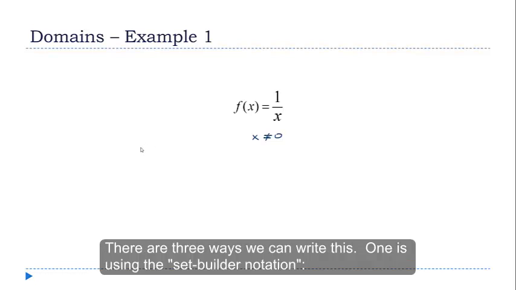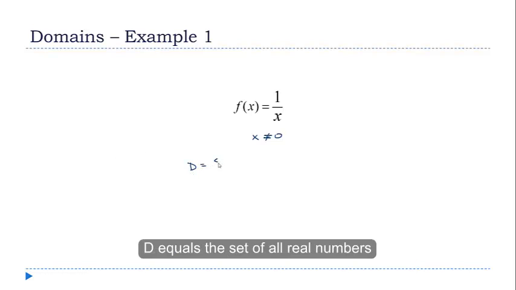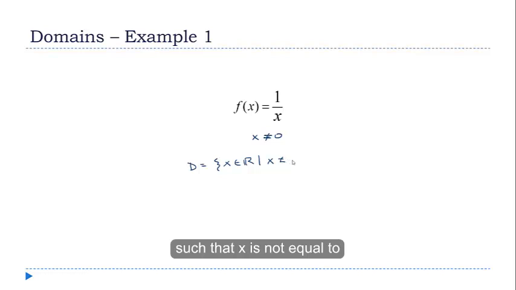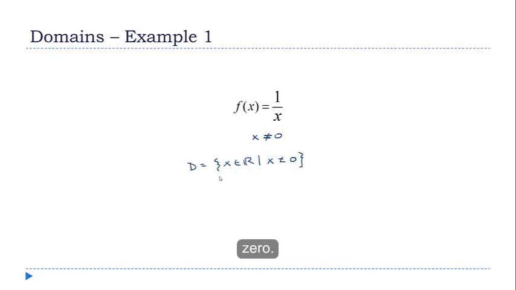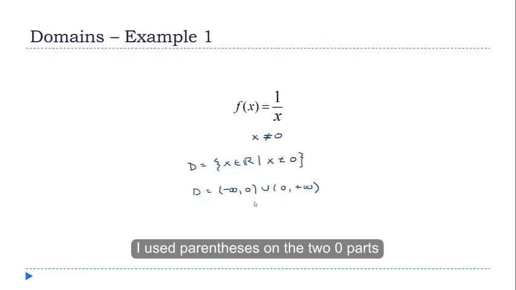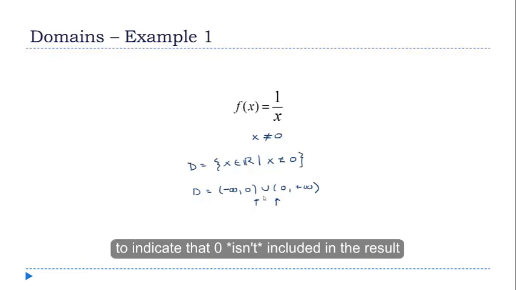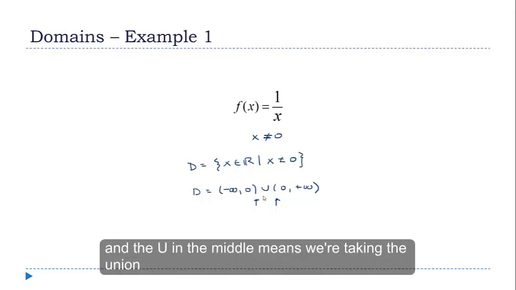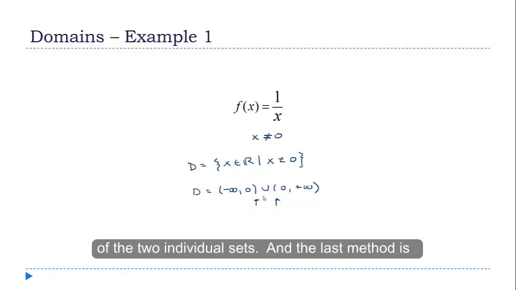In other words, the domain is going to be all real numbers except 0. Now, there are three ways that we can write this. One is using the set builder notation. D equals the set of all real numbers such that x is not equal to 0. The second is using the interval notation. Now, I use parentheses on the two parts with the 0 to indicate that 0 isn't included in the results. And the u in the middle means that we're taking the union of the two individual sets.